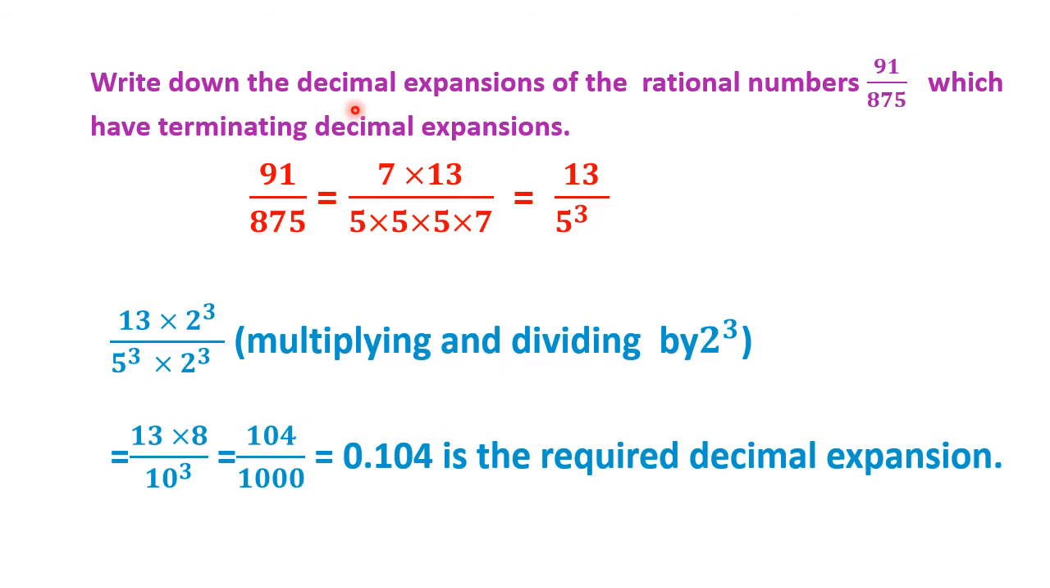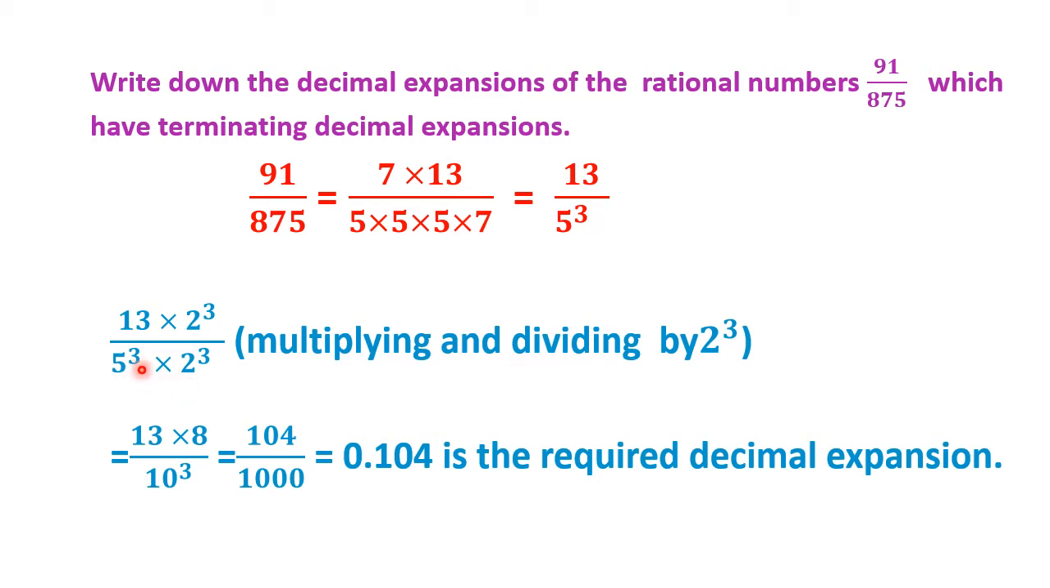Now the second question is, I have taken the same example and now I am going to convert it into a terminating decimal expansion. So how to do it? As we know that the standard form of 91 upon 875 is 13 upon 5 cube. Now we need 2 cube. Now why do we need 2 cube? Because we want to convert it into the multiples of 10. Now for getting a multiple of 10, there should be two prime numbers, 5 and 2.